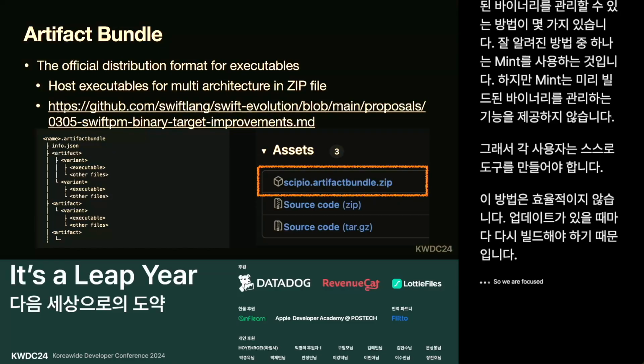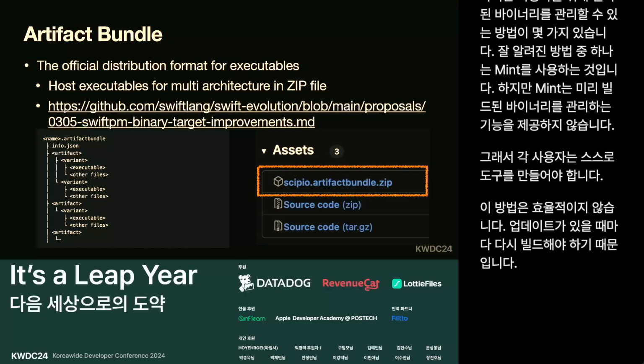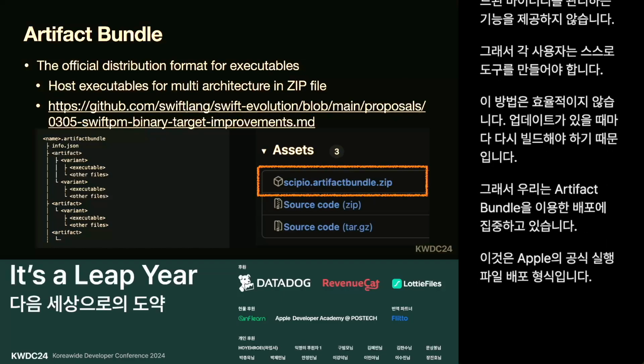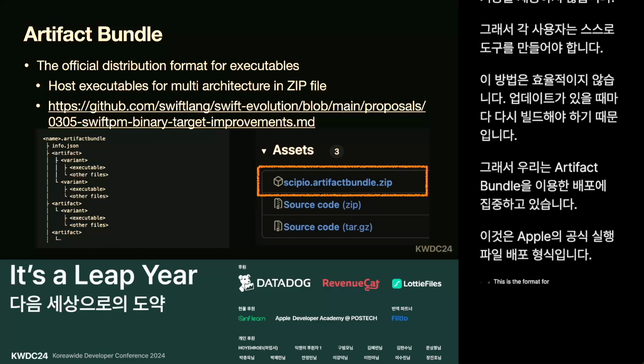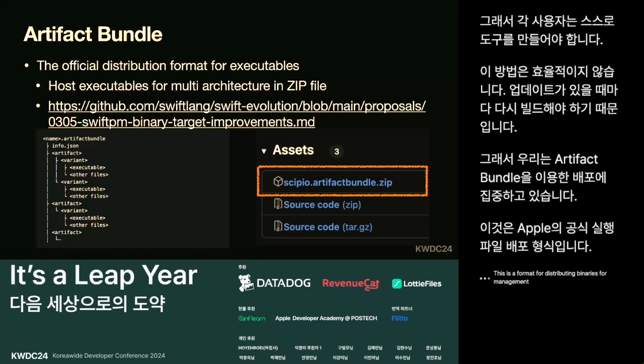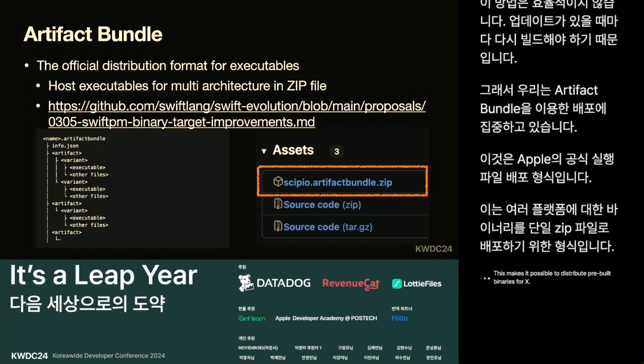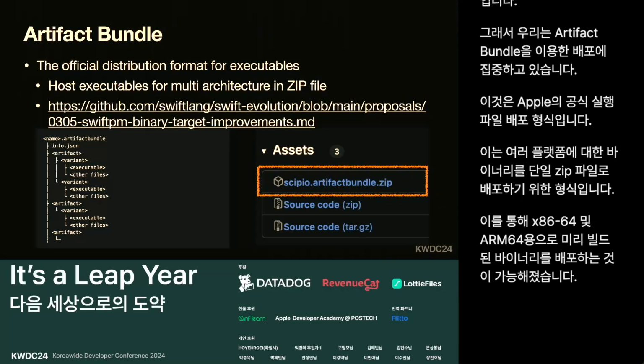So we are focusing on distributing using artifact bundle. This is the Apple official executable distribution format. This is the format for distributing binaries for multiple platforms in a single zip file. This makes it possible to distribute pre-built binaries for x86-64 and ARM64.